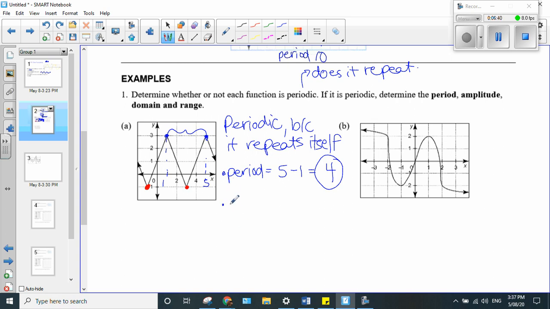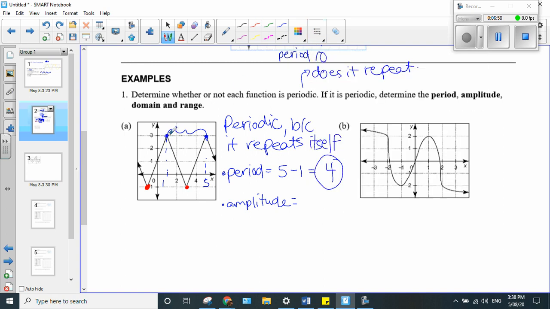So the amplitude is going to be done similarly, but we know it's half. So what we have to do, instead of reading down to the x-axis for the period, we're going to read over to the y-axis for the amplitude.